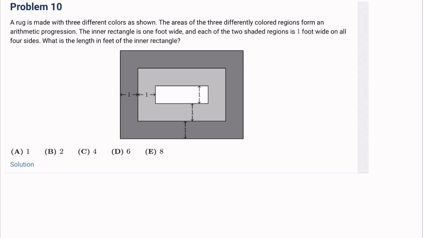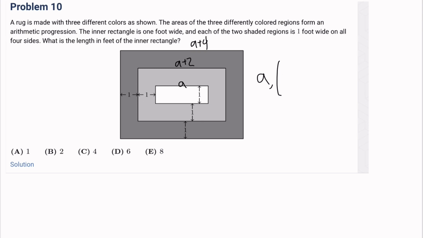Okay, so let's say that the length of the inner rectangle is A, right? And since both sides increase by 1, the next would be A plus 2, and the last would be A plus 4, right? And since the areas form an arithmetic progression, the area of the white region is A, and the middle region is (A plus 2) times 3, minus A, and that gives us 2A plus 6, right?